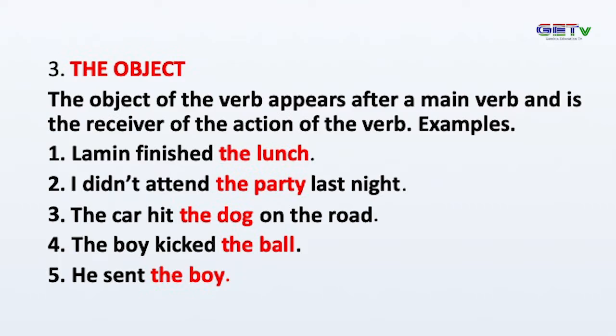Number 5, he sent the boy. Our subject is he who did something. What did he do? He sent. Whom did he send? The boy. So here we understand that the object always comes after a lexical verb and receives the action of the verb. As you see them in example 1, example 2, 3, 4, up to example 5.